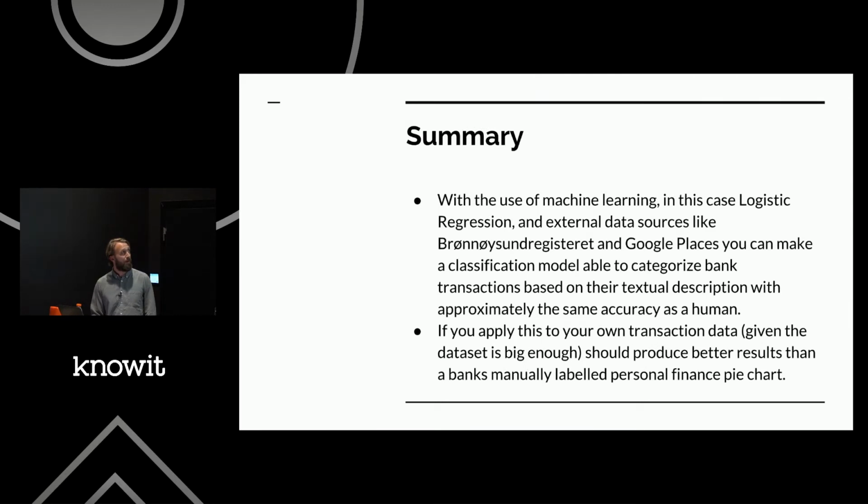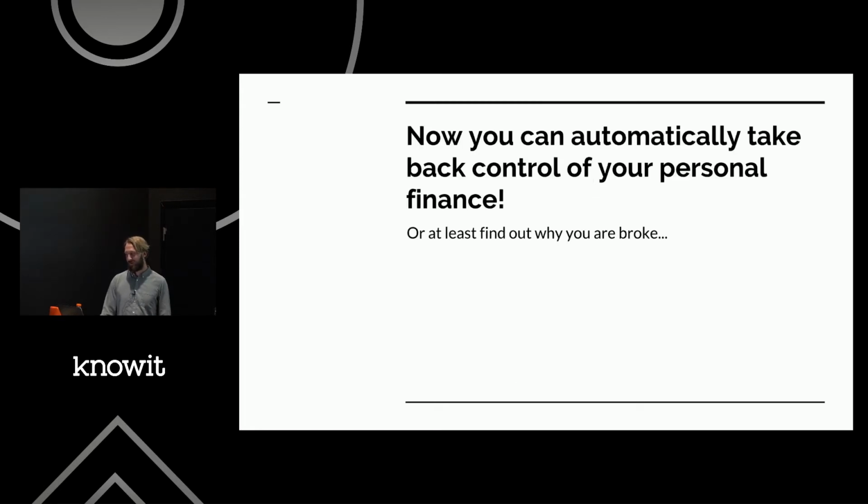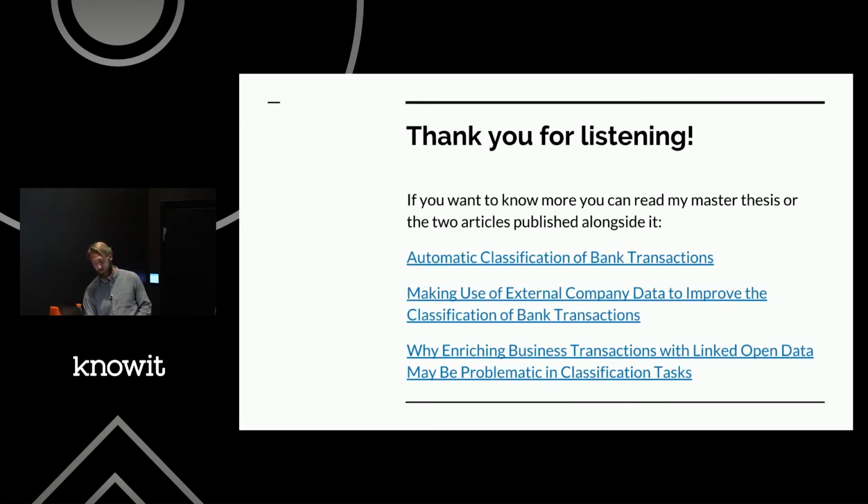So this is one way I could automate the process of labeling transactions. And we reached the same accuracy as a human could, so that's really good. You should be able to produce better results with this approach than most banks would, I think, unless they use the same. So now you can automatically take back control of your personal finance, or at least find out why you're broke. If you want to read more about this, you can read my master thesis, or the 2 articles published alongside it. Any questions?